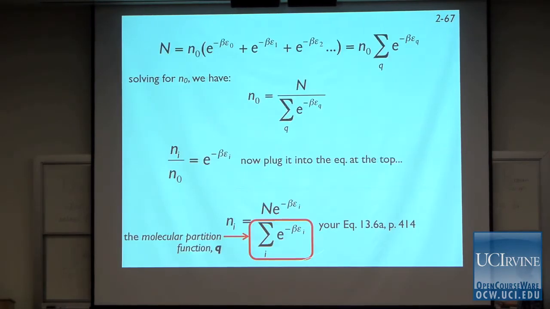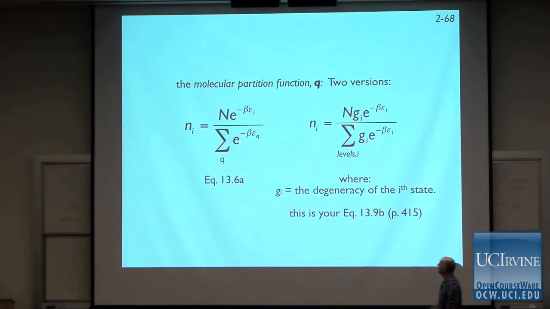So this is the molecular partition function for that particular case that we're talking about, where we've got evenly spaced states in a ladder. This is the partition function for that case. The molecular partition function, we usually call it q. There's two versions, it turns out. There's a version that contains the degeneracy g. The degeneracy is the number of molecules that have the same energy in a particular state.